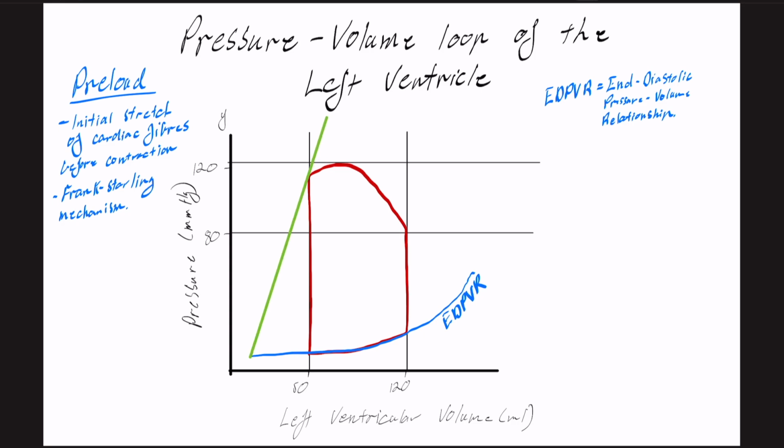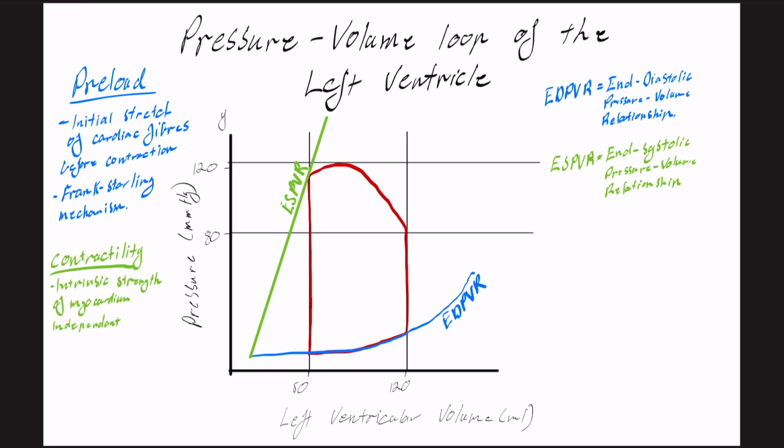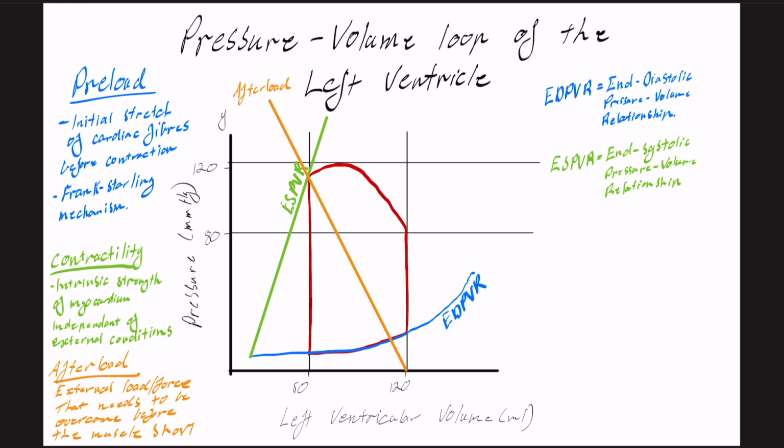The next is contractility, which is represented by the end systolic pressure-volume relationship, and this is the intrinsic stretch of the myocardium independent of external conditions. Lastly is afterload, and afterload is the external load or work that needs to be overcome before the myocyte or the muscle will shorten.